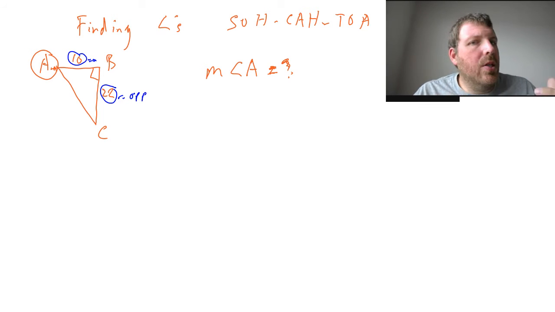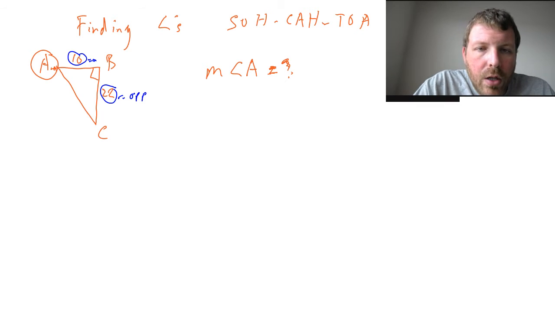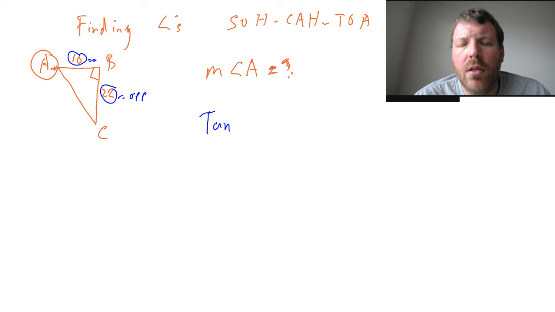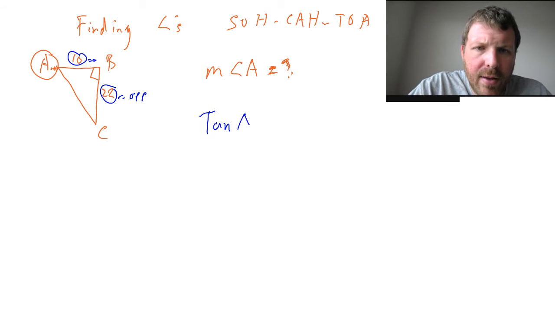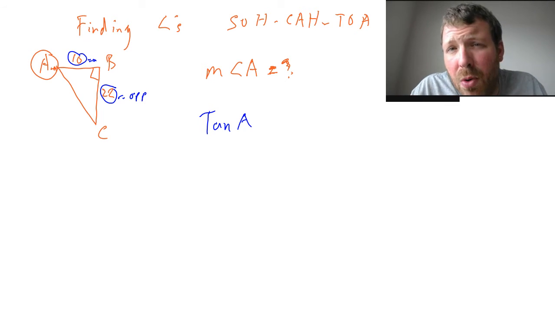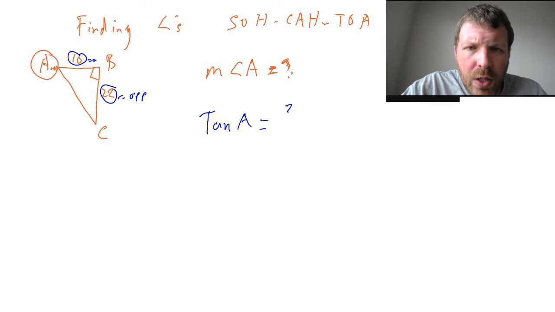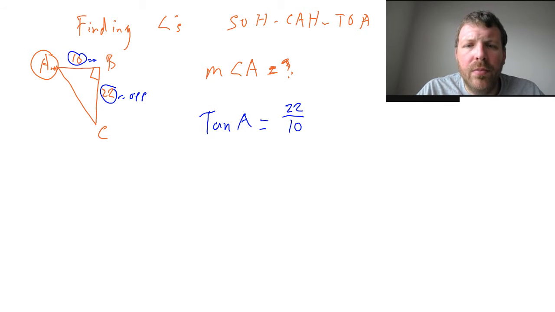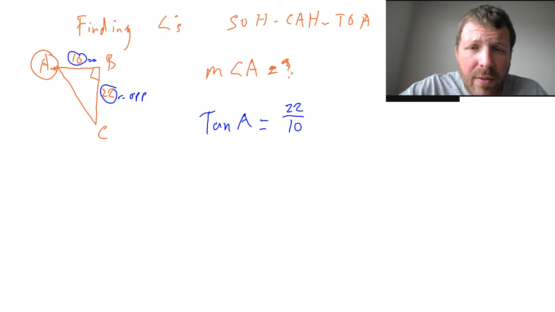All right, so using the adjacent and the opposite, I know that I'm going to use the tangent. So I know that tangent of what? Because usually the angle goes there, right? Well, I think that's A. The tangent of A, right? Because we don't know what the angle measurement is. Equals the opposite, which is 22 over 10.